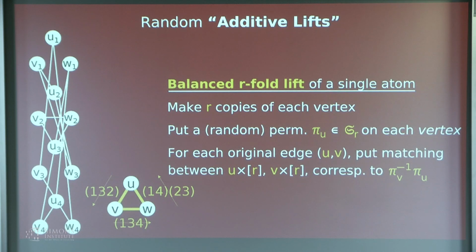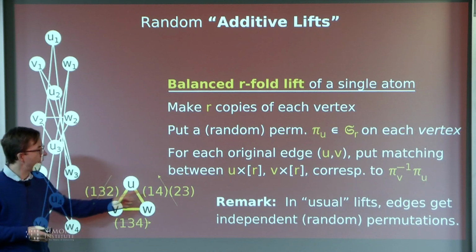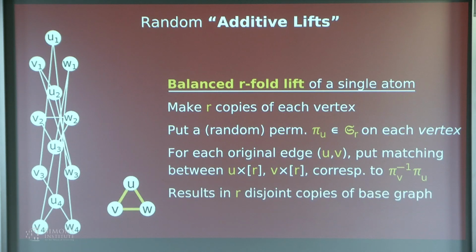In fact, it's more than that. I'm just going to say here that in the usual random lifts, you just put independent random permutations on the edges and then do this construction. So this is a special case of the usual lifts. And it's in fact not hard to show that when you do this operation, you just get R disjoint copies of the base graph.